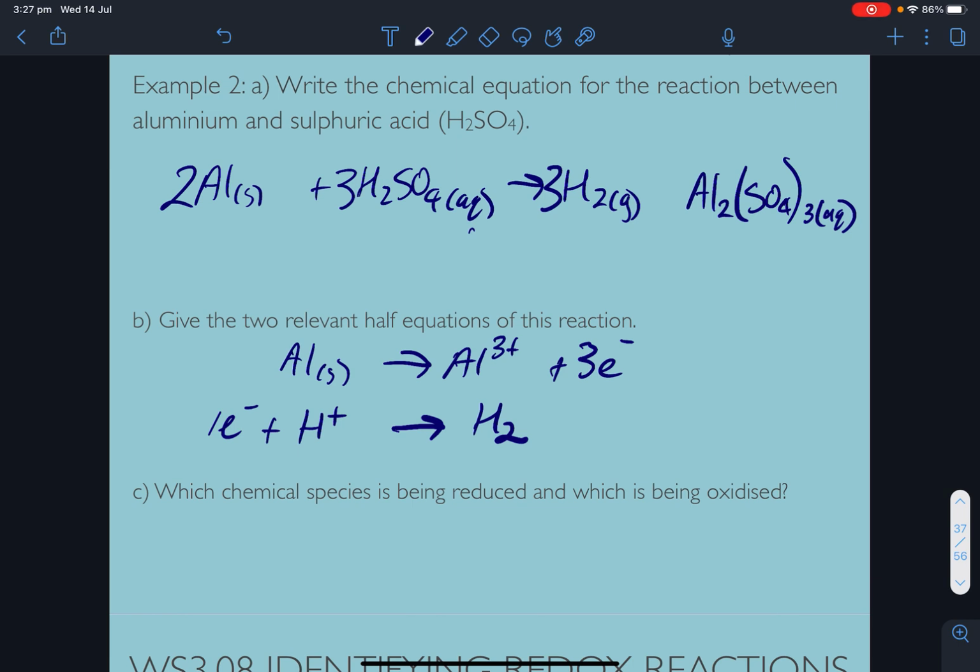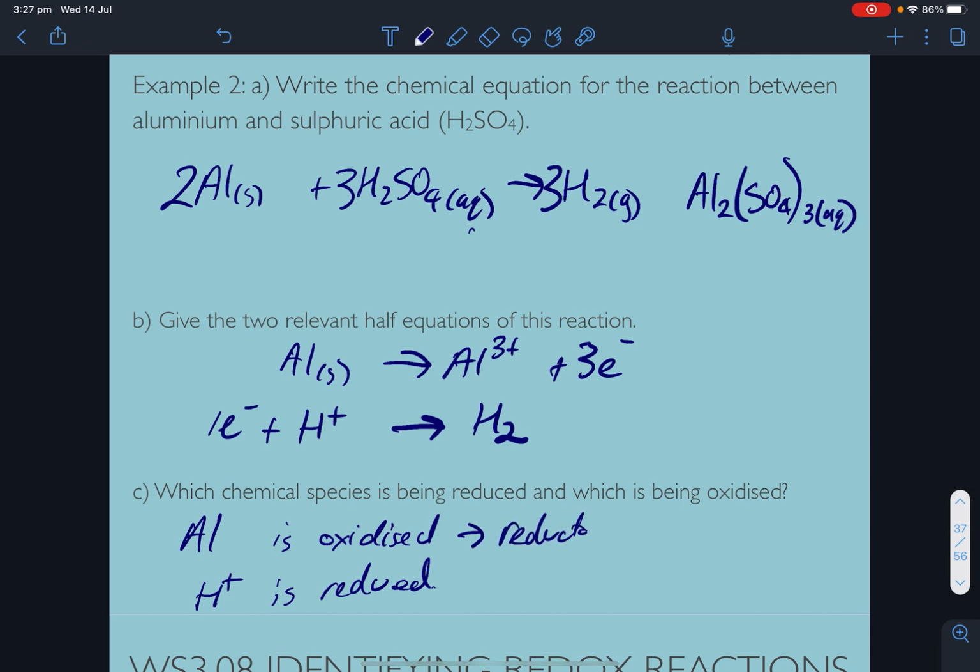Which chemical species is being reduced and which is being oxidized, and I'm going to add in what is the oxidant and what is the reductant. Okay, so aluminium is giving up electrons, so aluminium is oxidized and H+ is reduced. It's gained electrons. So aluminium has caused the reduction in H+, so it's the reductant. H+ has caused the oxidation of aluminium, so it's the oxidant.